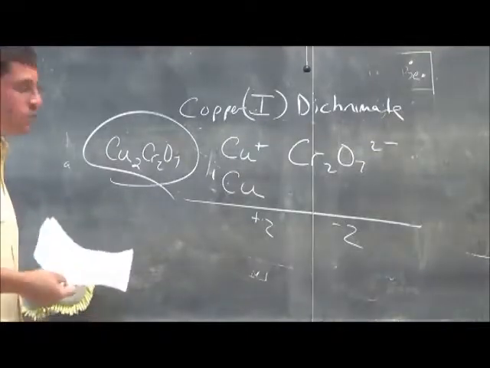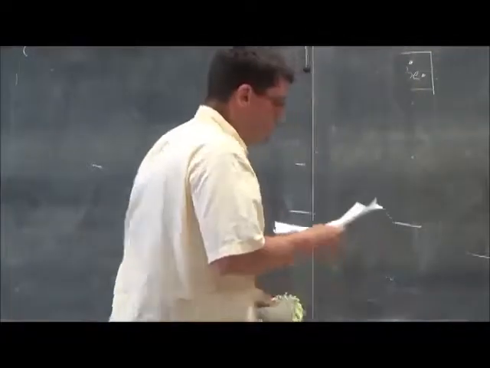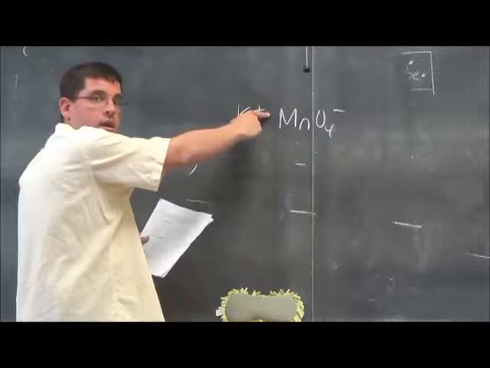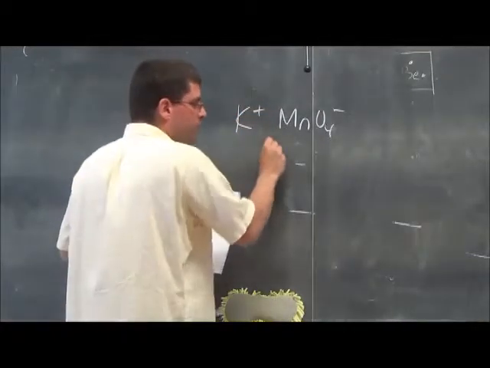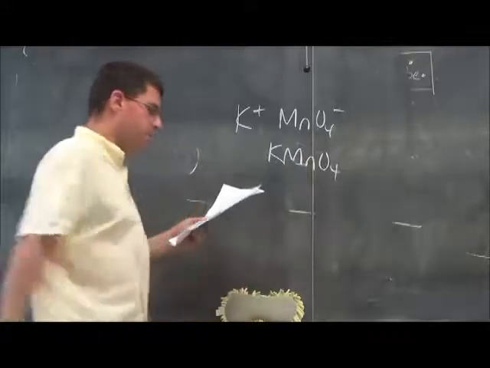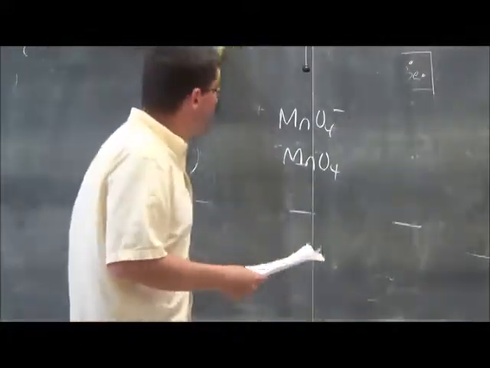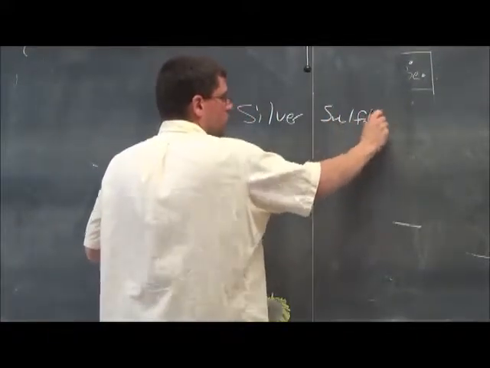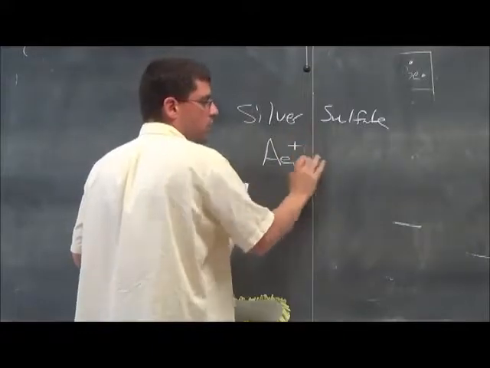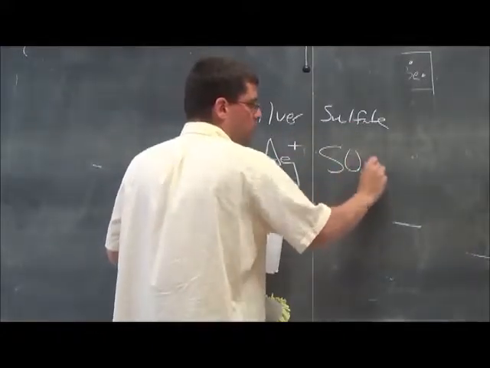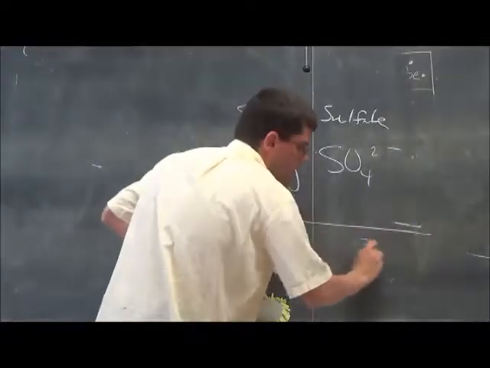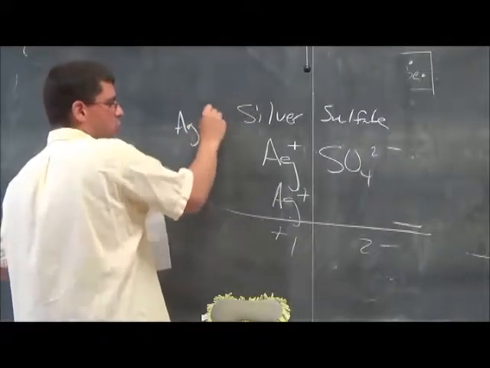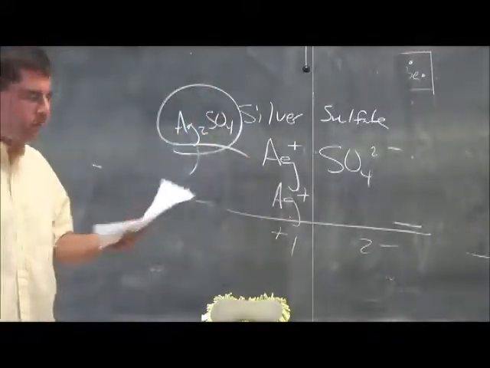Potassium permanganate, give you a second. Potassium permanganate, K plus, MnO4 negative. Uh-oh, EOA, EOA. Equal opposite. KMnO4. Silver sulfate. On your chart, Ag positive 1. Sulfate, SO4 2 negative. Again, how many silvers? Ag2SO4. There's your final answer right there.